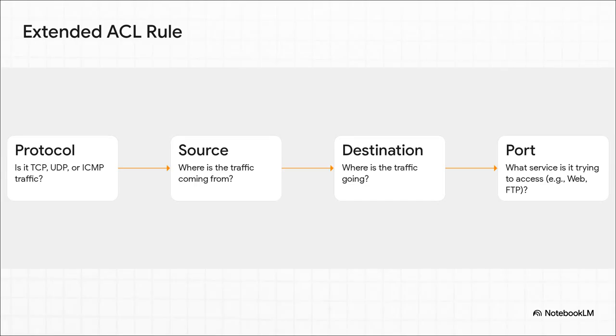Let's break that down. An extended rule lets you ask these incredibly detailed questions. You can literally write a rule that says, allow TCP traffic from this specific network, only when it's going to this specific web server, and only on port 443 for secure web traffic, and block everything else. That is an amazing amount of control.